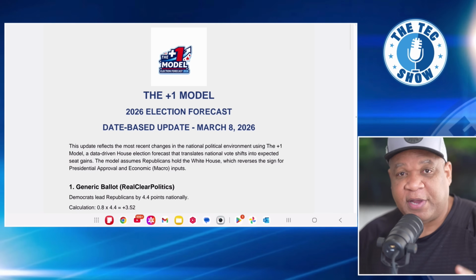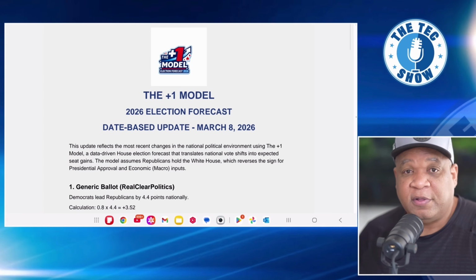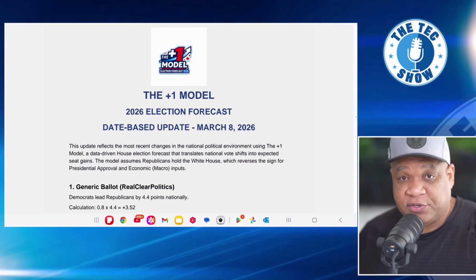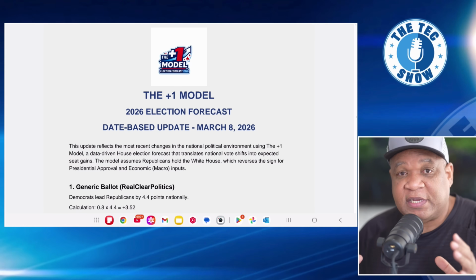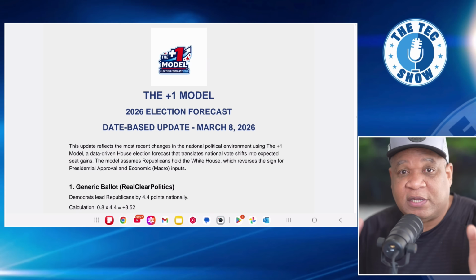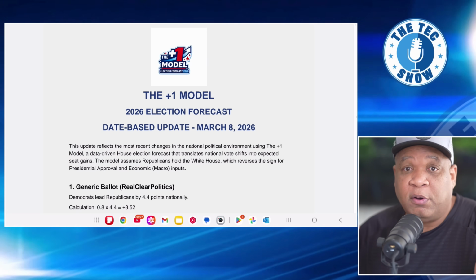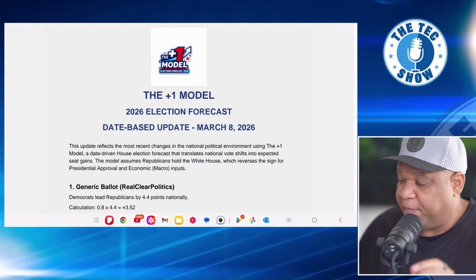Now, again, I created this. This is the +1 model. And what I did is I trained AI. So I went back and forth with AI to create a model to give us a probability that Democrats would take back control of the House or Republicans would maintain the House. And so that's what we did here.